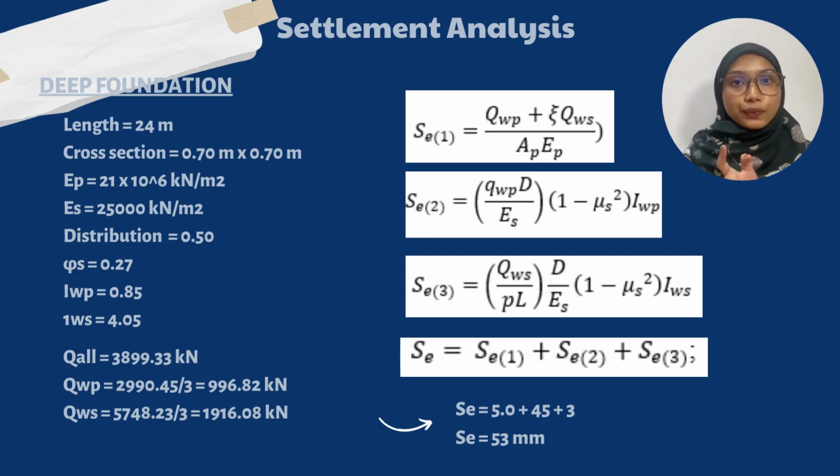For SE1, we got 5.0 millimeter, and for SE2, we got 45 millimeter, and for SE3, we got 3 millimeters. And then all of this we will add to find the total SE, which is the final result of 53 millimeters for the deep foundation settlement.